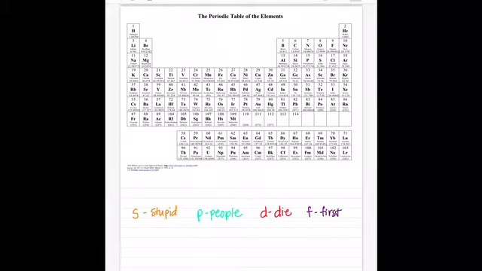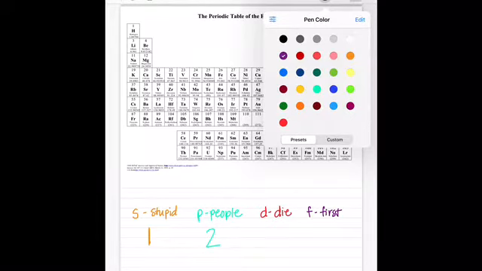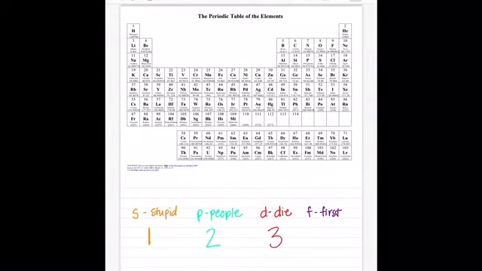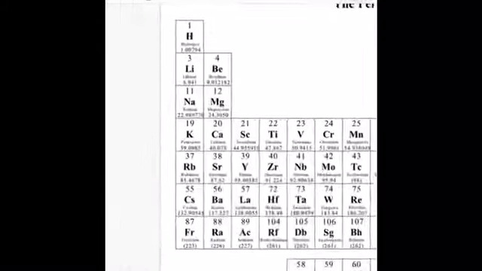Okay, and so there's some numbers that go along with this. So let's go back to this orange color. 1, 2, 3, and 4. Now the numbers will make sense in a minute. I now want to show you where S, P, D, and F are. So let's start with S block. I'm going to zoom in.